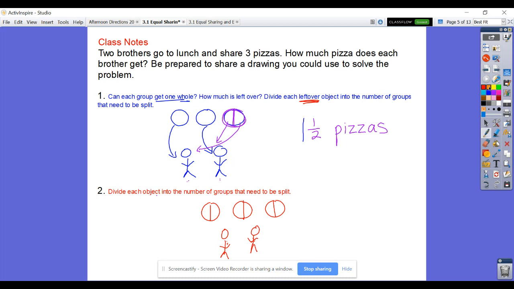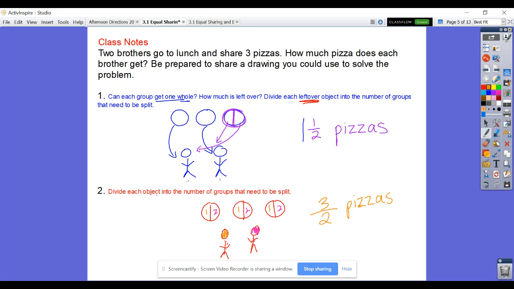And then I'll color code this maybe so it makes a little more sense. I'm going to say brother 1, he'll be orange. He's going to get a half, a half, and a half. And then brother 2, he'll be pink. He's going to get a half, and a half, right? So when we think about what brother 1 got, he got 3 halves. Same with brother 2. He got 3 halves. So you could also write 3 halves pizzas.